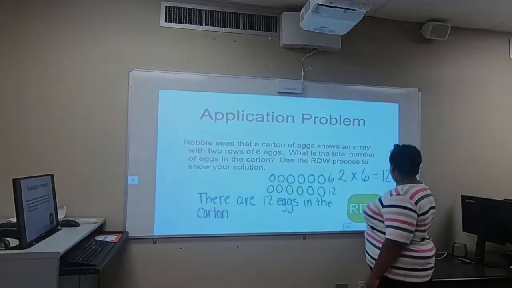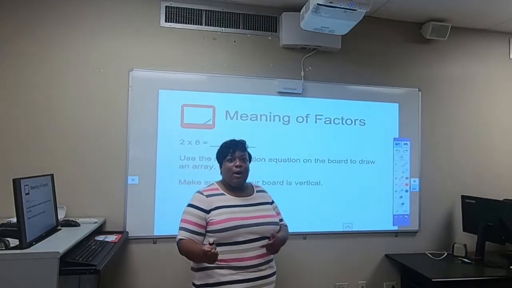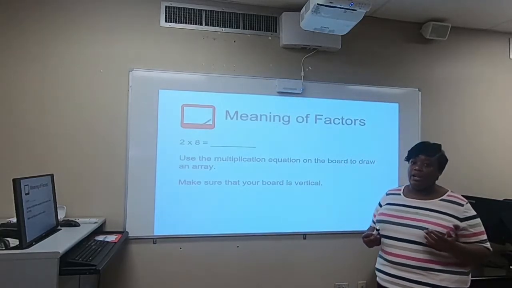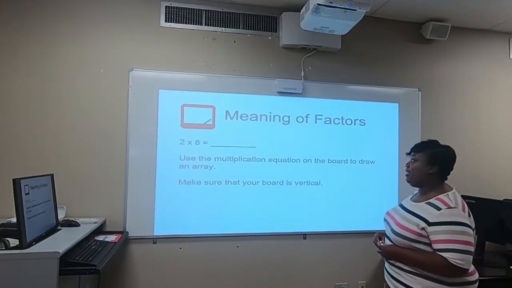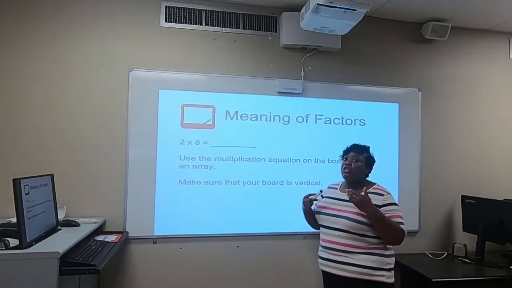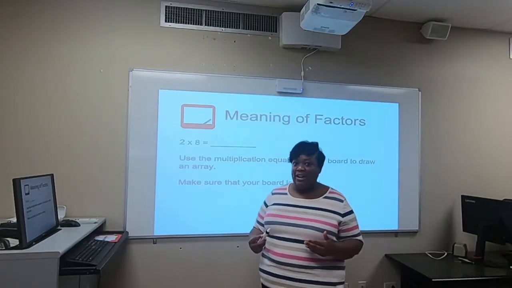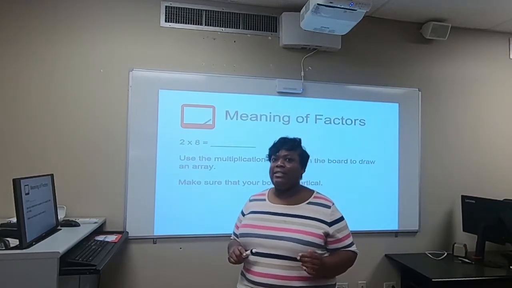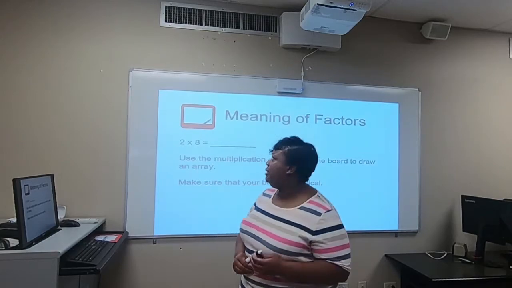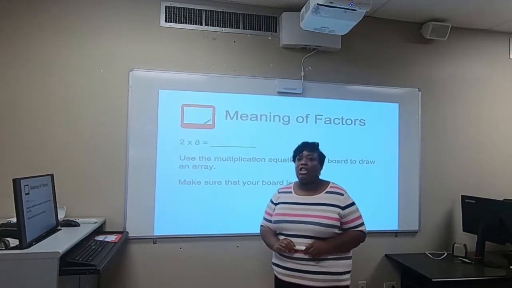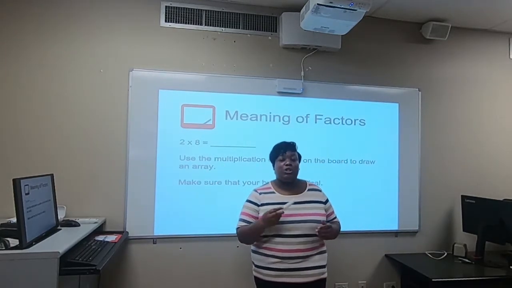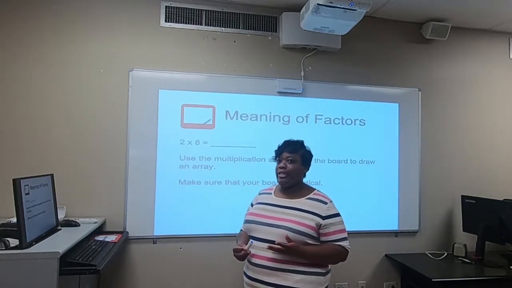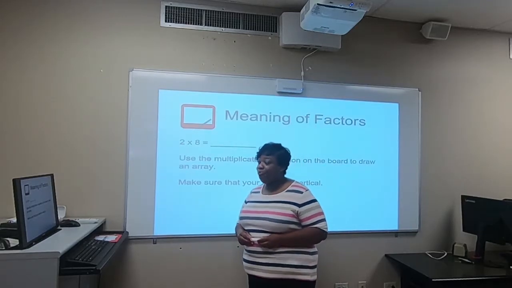All right. Now, boys and girls, let's go back to our objective. Our objective tells us what we're supposed to learn today. Now, remember, I told you our objective today was to know the meaning of the factors. And when we're talking about factors, we're talking about the numbers that we're multiplying together to get our answer. So let's look at this equation here. So we have 2 times 8. 2 and 8 are our factors, okay? So those are the numbers we're multiplying together to get an answer.